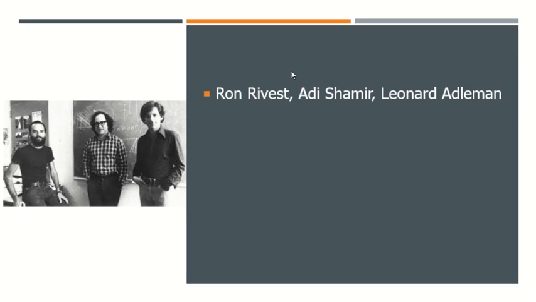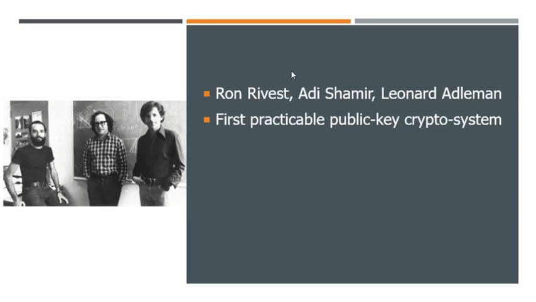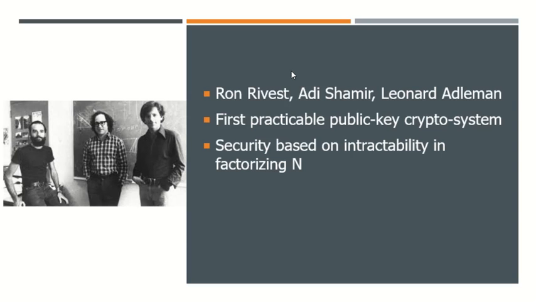RSA, an acronym that comes from the surnames of Ron Rivest, Adi Shamir, and Leonard Adleman, is one of the first practicable public-key cryptosystems, described in 1977. Its security is based on the intractability of factorizing its modulus n into its two respective large primes, both of which are at least 512 bits long.